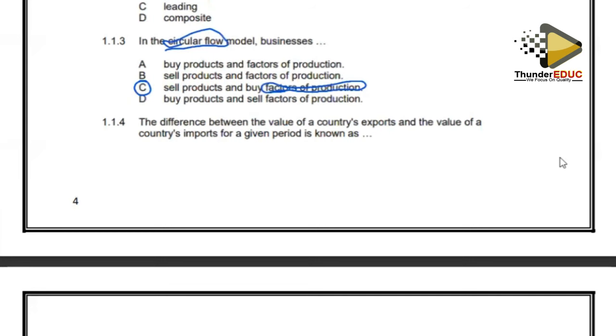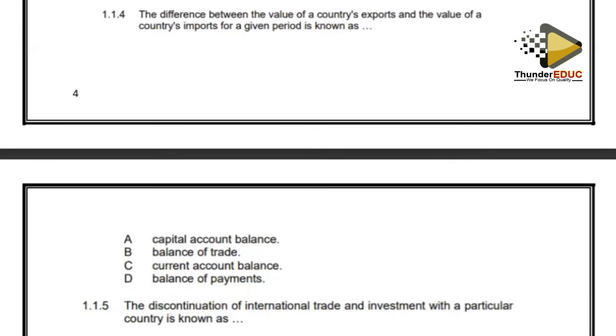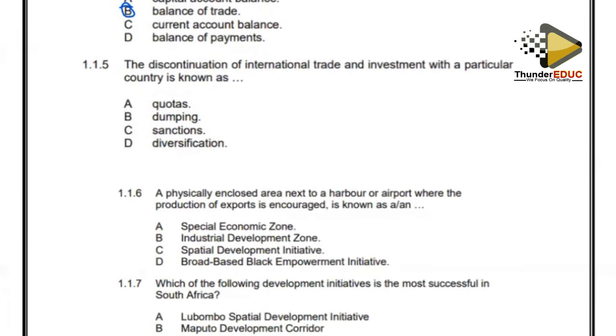So now let's move on to the next question. The next question we have 1.1.4. So 1.1.4 reads as follows. The difference between the value of a country's exports and the value of a country's imports for a given period is known as a dash. Okay, right. So this dash that we are referring to is the balance of trade. This is nothing but balance of trade. But remember, grade 12s, I told you that you should always go through all the given options. Okay, right. So now let's move on to 1.1.5.